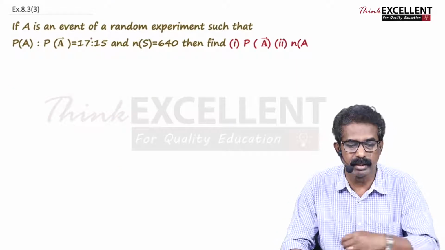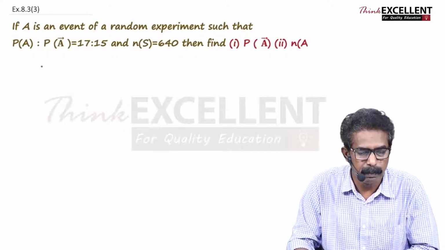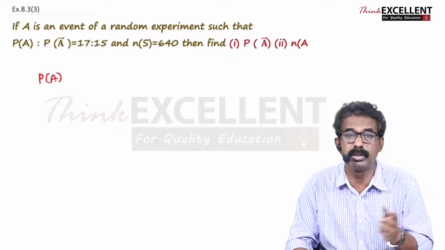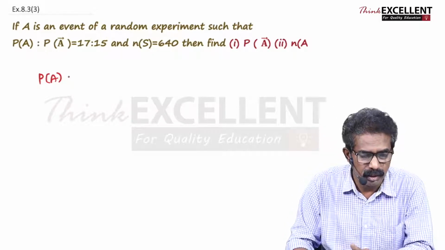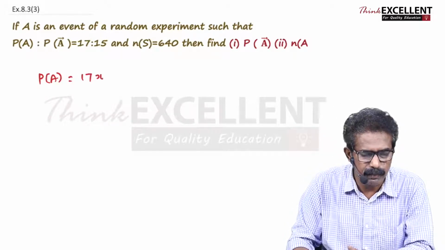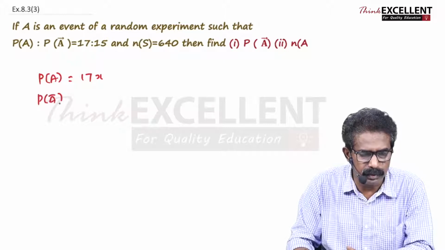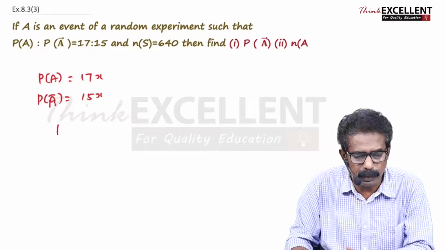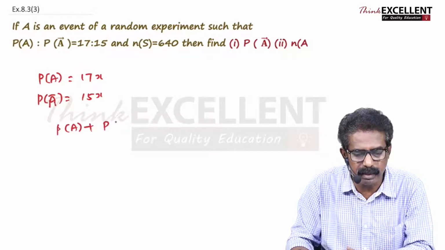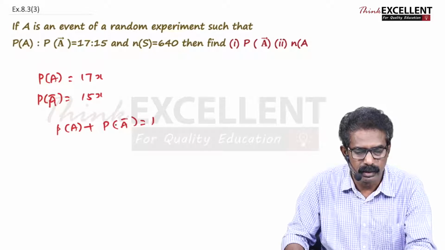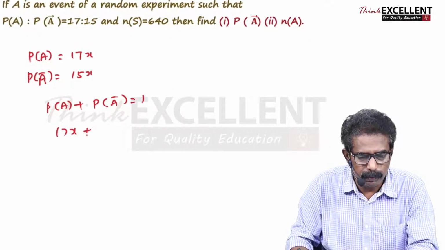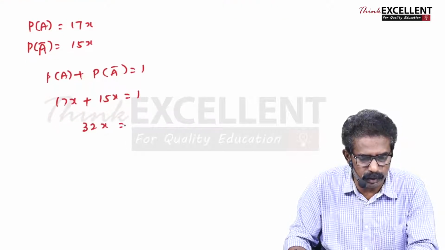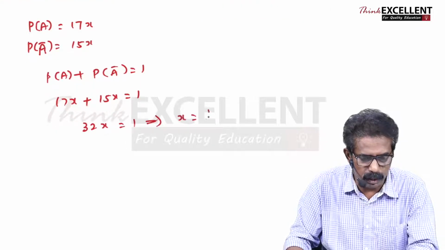A is an event of a random experiment such that P of A is to P of A bar is 17 is to 15. So we take P of A ratio. 17 is to 15 means we take 17x and 15x, right? So P of A, I'm taking 17x, and P of A bar, you take it as 15x. So you know there is a result. When you add these two probabilities, P of A plus P of A bar, your answer is what? 1. So that is 17x plus 15x is equal to 1. So when you add it, 32x equal to 1. So x equal to 1 by 32.